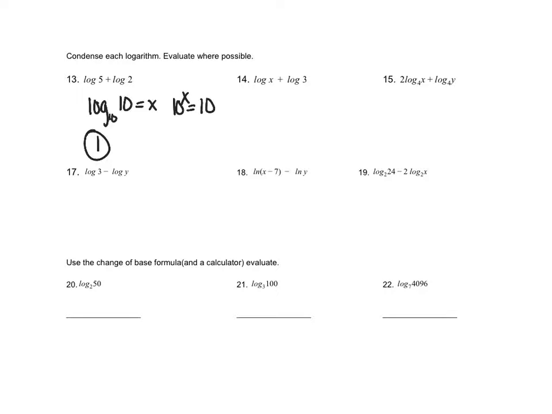For number 14, we're going to condense again with multiplication. So log 3x. For 15, this 2 goes to the x as a power. So it's log base 4x squared times y. For number 17, we condense subtraction with division. Remember, when you're condensing, you should only have log written once or no times if it evaluates.